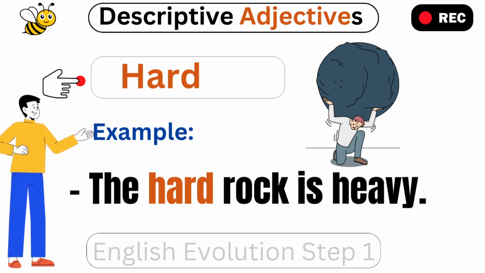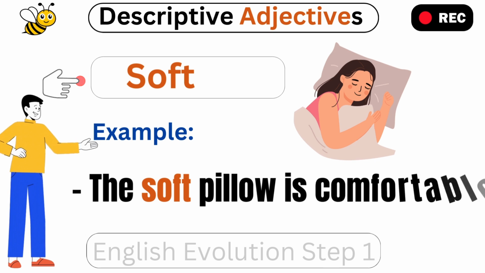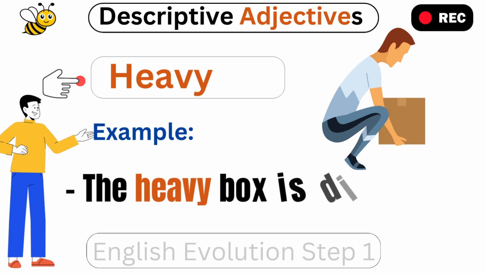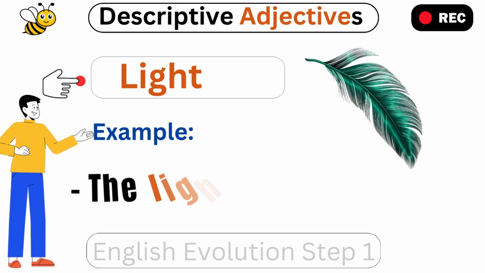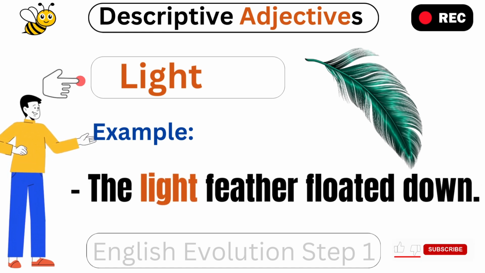Hard. The hard rock is heavy. Soft. The soft pillow is comfortable. Heavy. The heavy box is difficult to lift. Light. The light feather floated down.